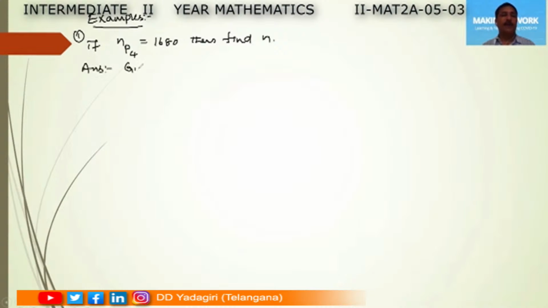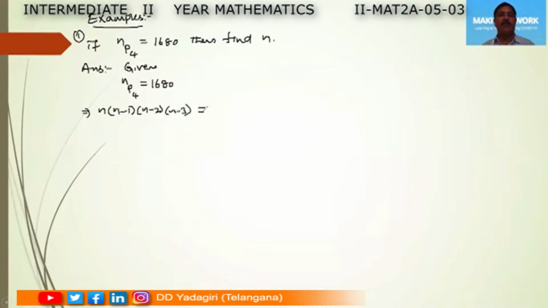What is given? nP4 is equal to 1680. nP4 means when the r value is given, as we have just discussed, nPr can be expressed as the product of r consecutive numbers. So in the descending order, we can write nP4 as n into n minus 1 into n minus 2 into n minus 3.